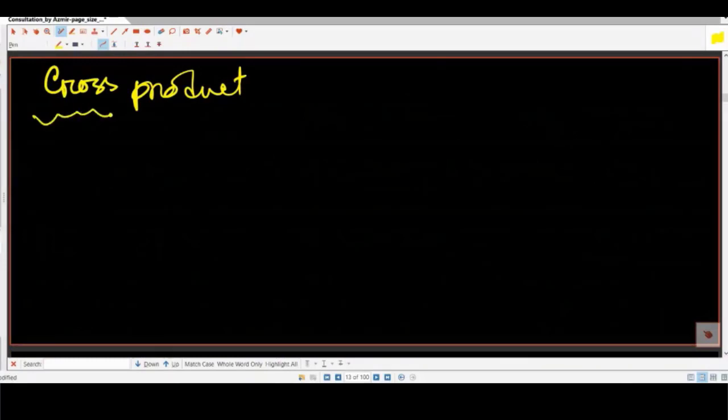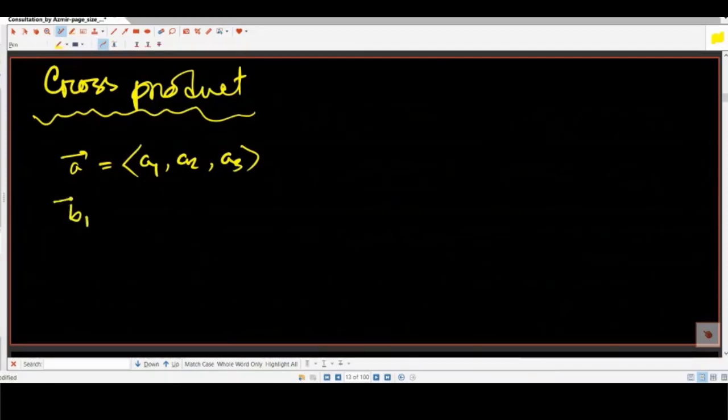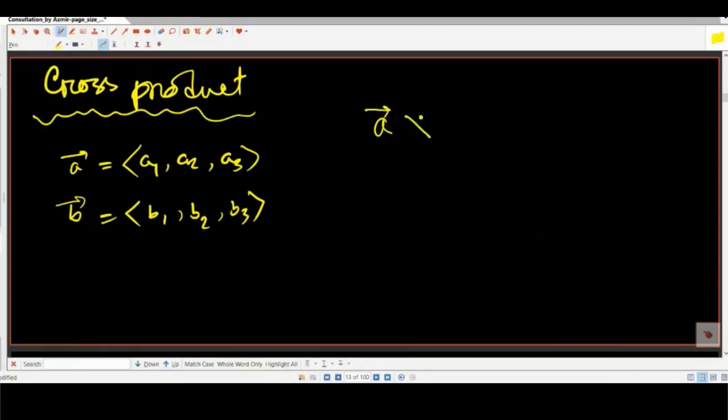Cross product always deals with three-dimensional vectors, not two-dimensional. Let's say a equals a1, a2, a3, and b vector is b1, b2, b3, that is a1i plus a2j plus a3k. This is the short form. Similarly, b1i plus b2j plus b3k, this is the short form. So the cross product of a and b is denoted by a cross b.